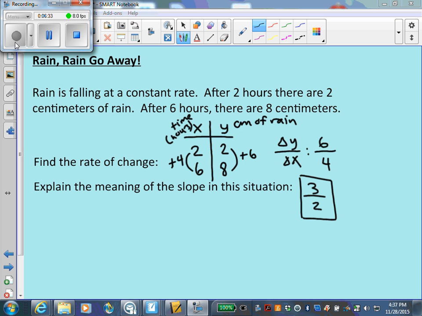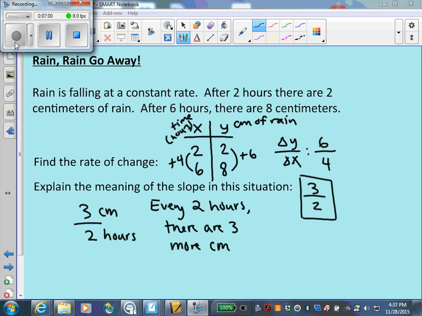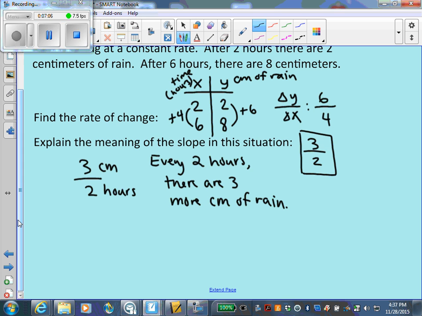Now to give the meaning of the slope, I keep it as the fraction 3 over 2, and then the 3 was the y, which was centimeters of rain, and the 2 was the x, which was hours. So we can say every 2 hours, there are 3 more centimeters of rain. If you don't like fractions and you wanted to use 1.5 over 1, which you can do, you would just say each hour there's 1.5 centimeters more of rain.